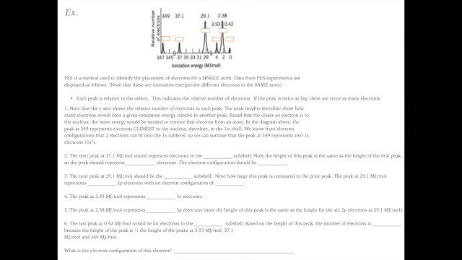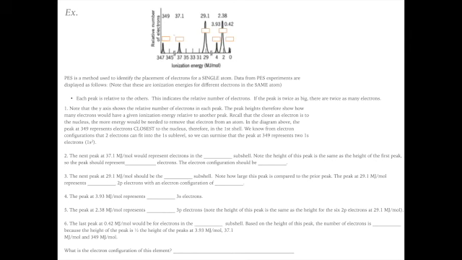Okay? So note that the y-axis represents the relative number of electrons, so each peak's height represents how many electrons are going to have a specific ionization energy. Now also note that the closer an electron is to the nucleus, the more energy needed to remove that electron. And so if you notice, at 349, that represents the electrons that are closest to the nucleus, while the 0.42 and the 2.38 are much farther away from the nucleus.